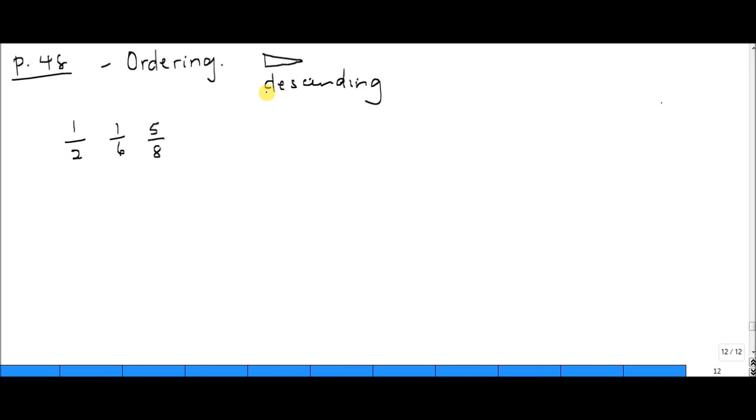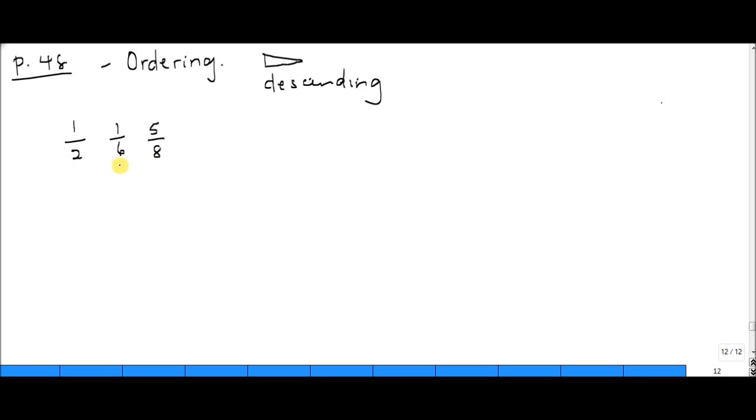Okay, we're on page 48 now, and we're going to be ordering some fractions. It says we need to rearrange these fractions in order of size from greatest to least. That's descending order, so descending from big to little. So we need to make all of these have the same denominator.